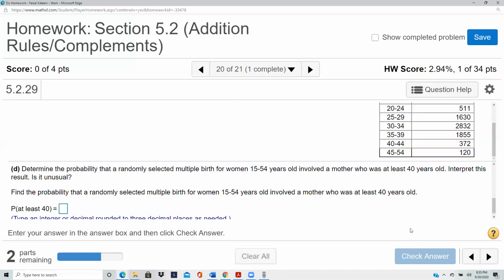Okay. At least 40 would be 40 to 44 or 45 to 54, so you add up these two: 372 plus 120. And then you divide that by, again, 7416. That's 0.066.